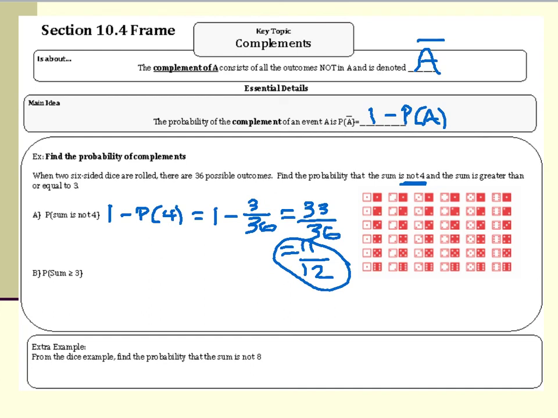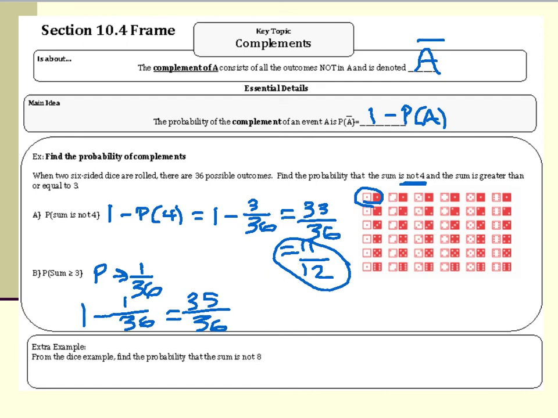So the probability of having a sum greater than or equal to 3, well, let's find the probability of the sum being not greater than or equal to 3. Well, my only option right here is 2. So the probability of it not being greater than or equal to 3 is 1 out of 36. So we're going to do 1 minus 1 out of 36, and that gives me 35 out of 36.